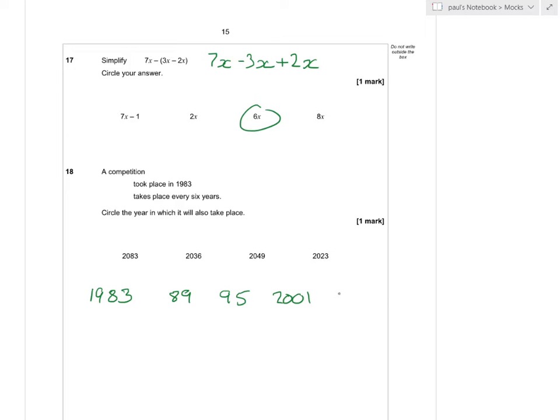There must be a quicker way to do this because we're going to go right up to 80. Circle the year which will also have. So 2007, and it's 2013, 2019, 2025, 2031, 2037, 2043, and 2049. 2049. 23 missed it, 36 missed it, not going that far.